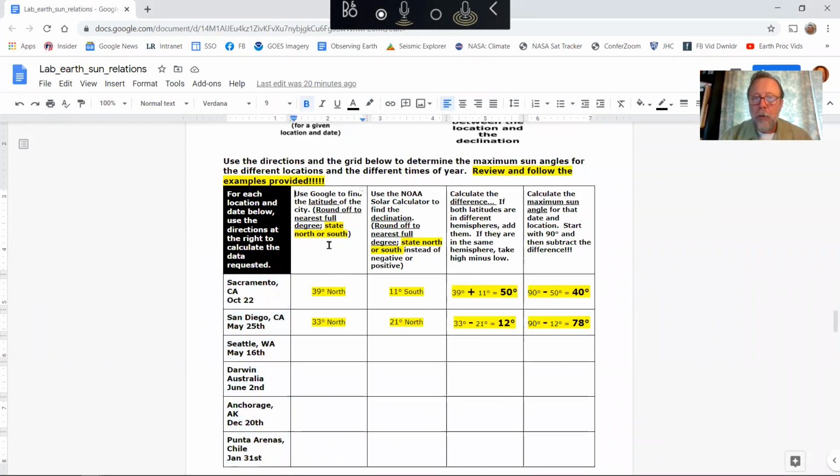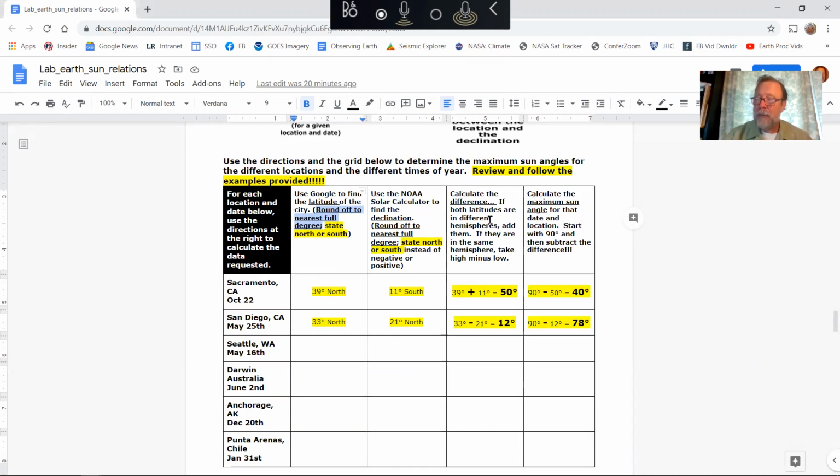First one says, use Google to figure out the latitude. You already did that in one of the last labs. And make this easy on yourself. It clearly says round off to the nearest full degree. Please make this easy on yourself. So 39 north. And then it says use the NOAA solar calculator, which is what you just did, to determine the declination. Round to the nearest full degree, 11 south.